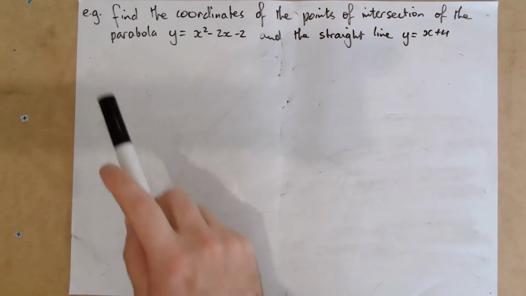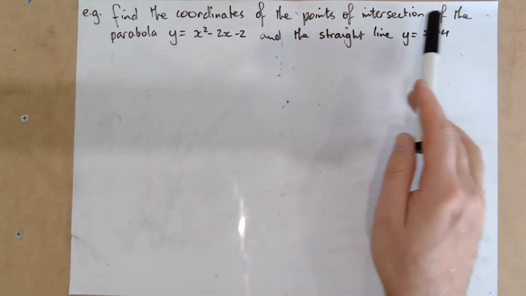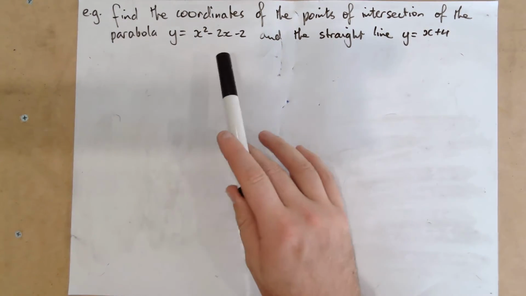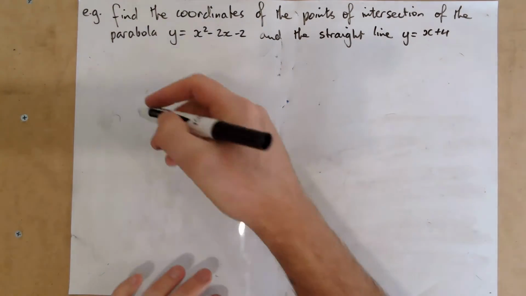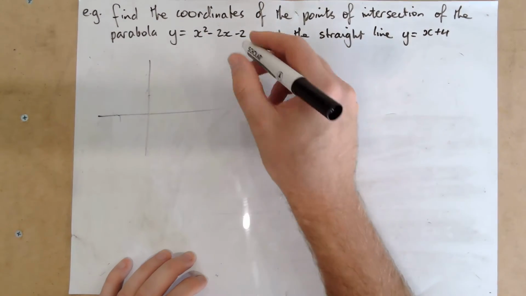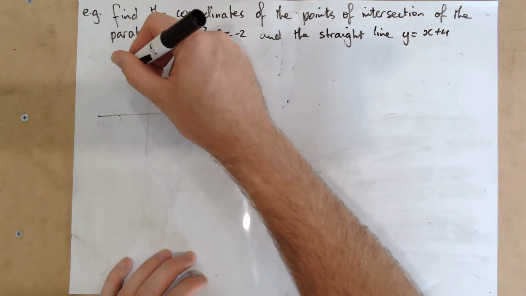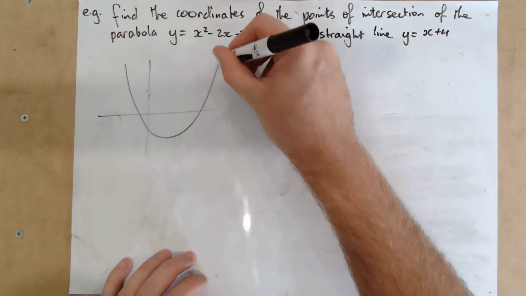Okay. And we've got: find the coordinates of the points of intersection of the parabola y equals x squared take 2x take 2 and the straight line y equals x plus 4. So if you're thinking about what that looks like, we've got this parabola here. It actually looks something like this.